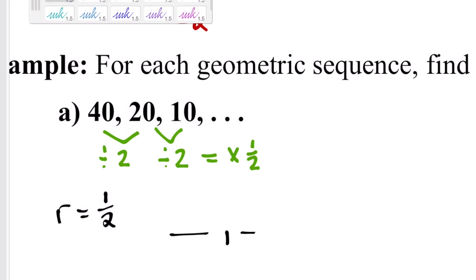And so my next two terms, so now that we found the common ratio, we want the next two terms. So that means I'm doing 10 times a half, or divided by 2, which will give us 5. And then 5 times a half will end up with 2.5. Or you could say 5 over 2 if you wanted to. Either one is fine. You can do decimal or fraction. It doesn't matter at this point.